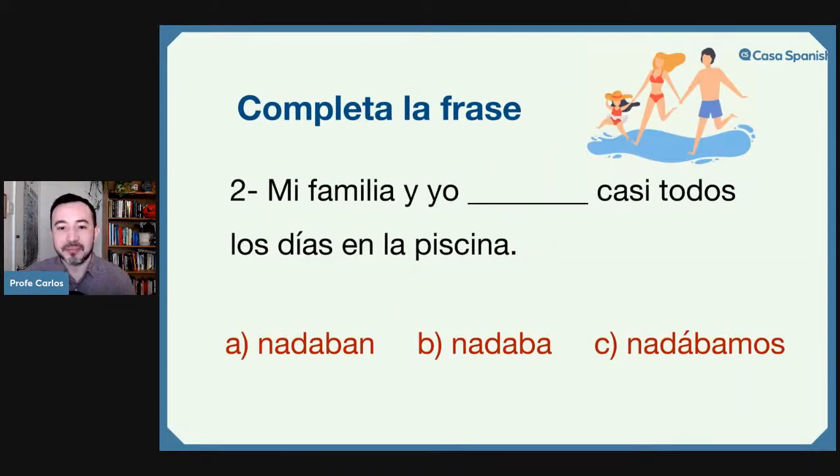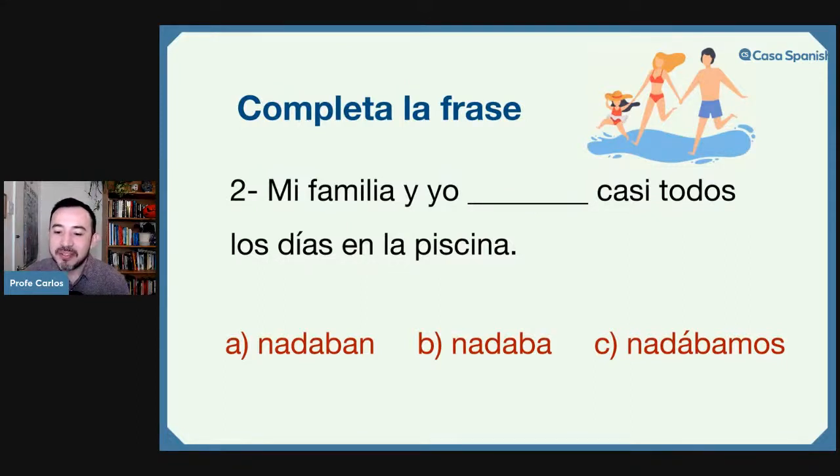Number 2. Mi familia y yo casi todos los días en la piscina. We have 3 options. Nadaban, nadaba, nadábamos.